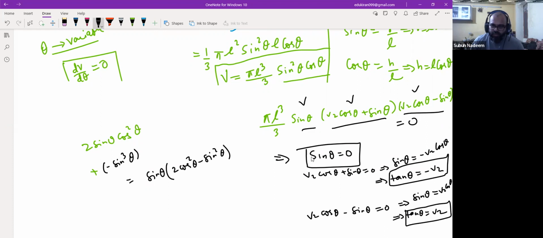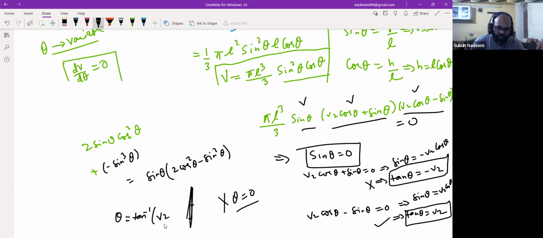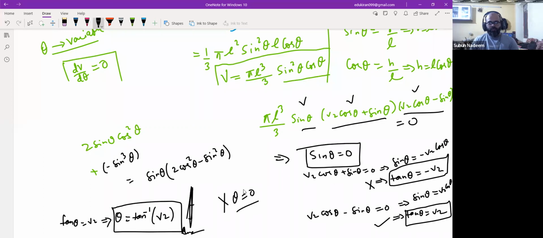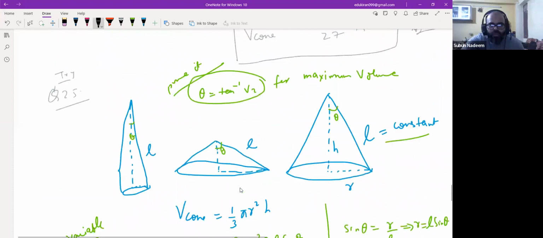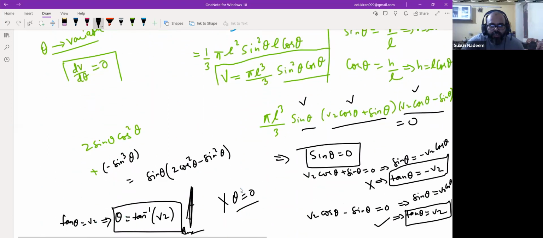Sine theta cannot be 0 because that means theta is equal to 0, and the cone is not possible. If the semi-vertical angle is 0, then this is a straight line. So we can't take this. Again, taking minus root 2 does not make any sense. So tan theta is equal to root 2 is the answer, which means theta is equal to tan inverse root 2. This is what we had to prove: theta is equal to tan inverse root 2 for maximum volume.